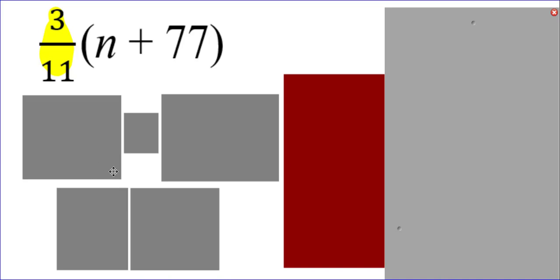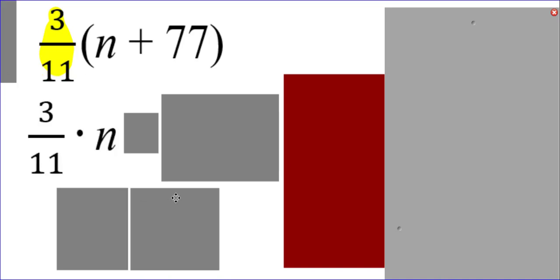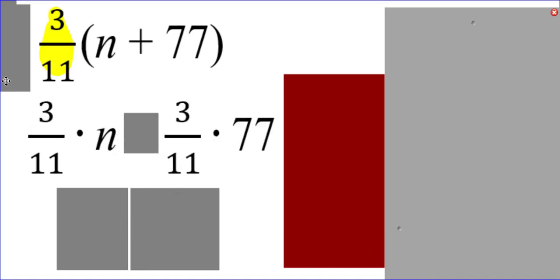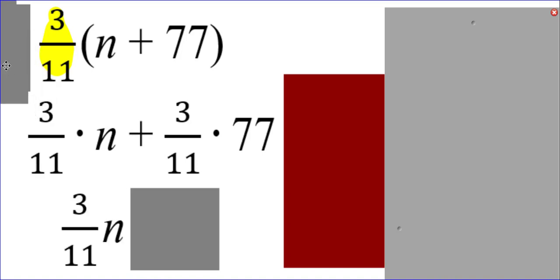We're still going to take that multiplier and distribute it to both terms inside of the parentheses. So 3/11 times n and 3/11 times 77. The addition still will stay in between. Well, 3/11 times n is still 3/11 n. You can just get rid of the multiplication dot. But what about 3/11 times 77?